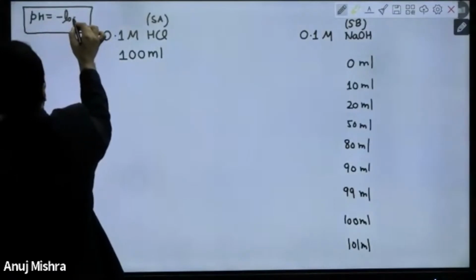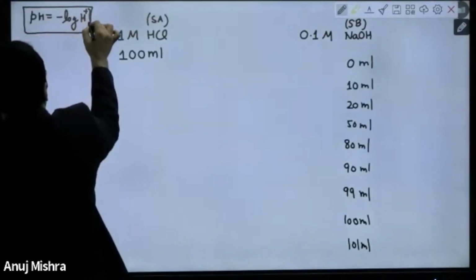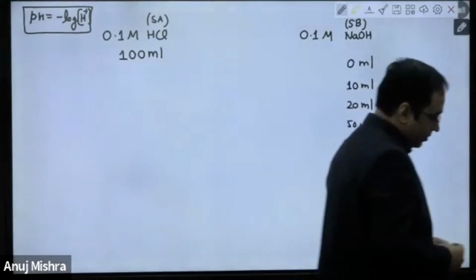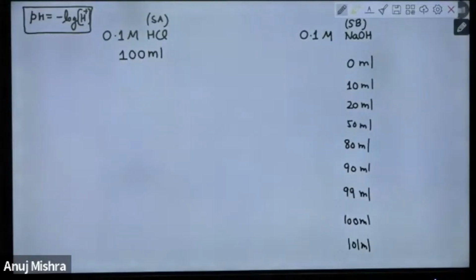Minus of log of H plus is pH. Simple सा formula होता है, लोग लिख लीजिए. Minus of log of H plus is pH. Okay. Try to understand and catch up, right?